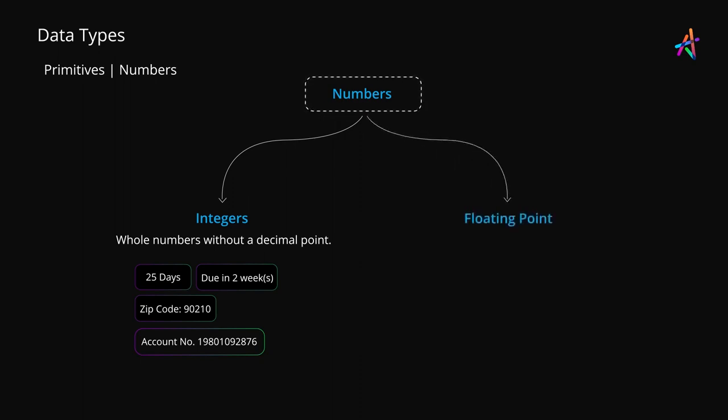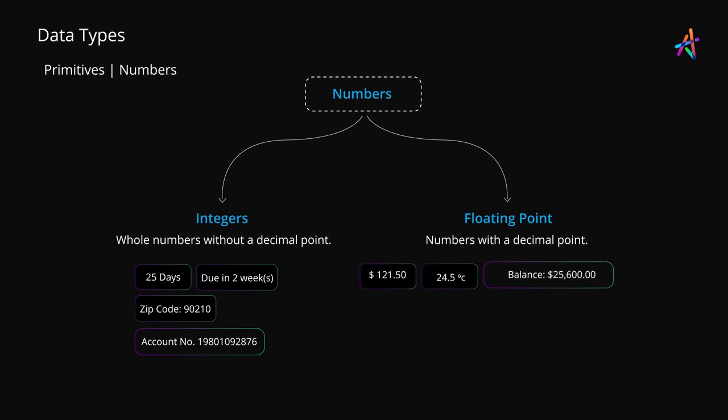Likewise, floating point numbers or floats are used to express numbers with decimal points. So, the value of pi, temperature, cost of a product, dimensions of an object, distance between 2 points, amount of money, and financial data, and so on.